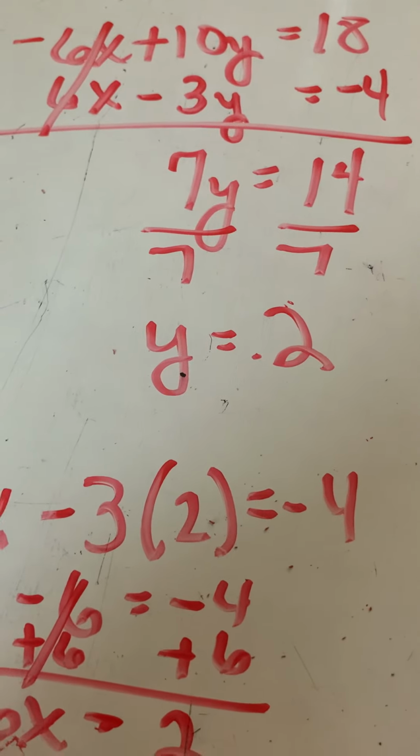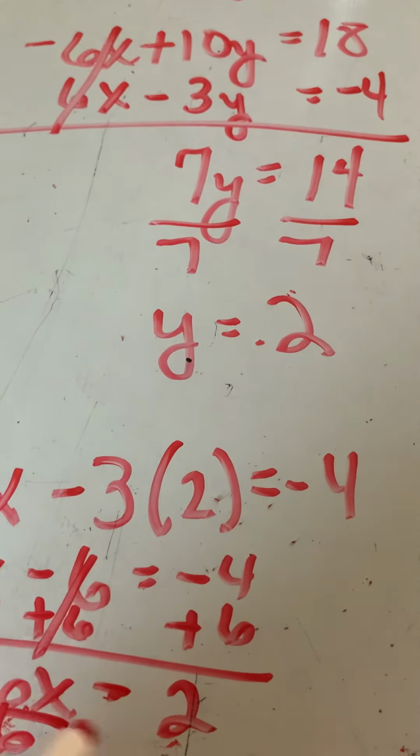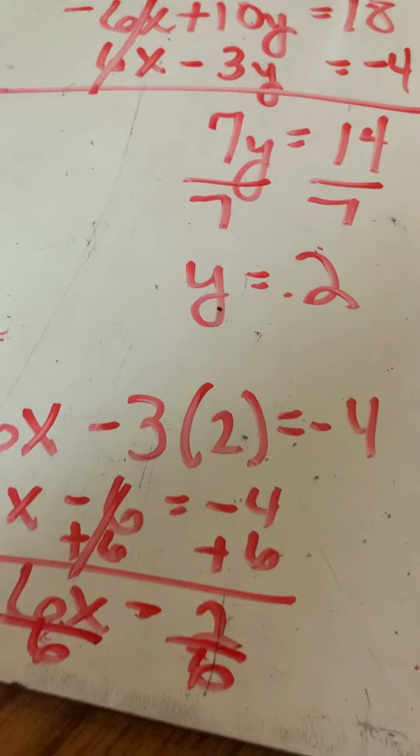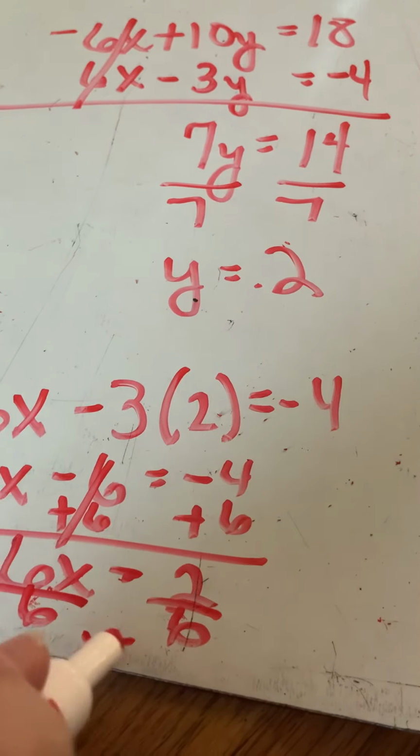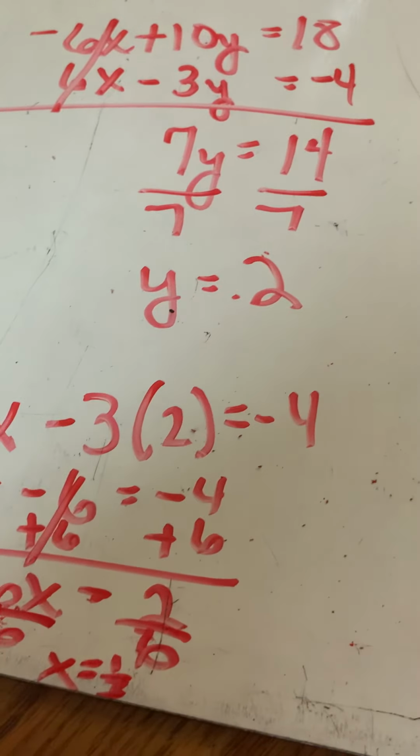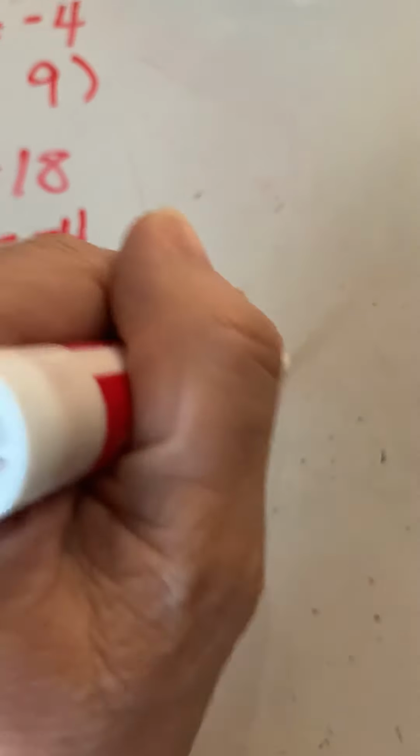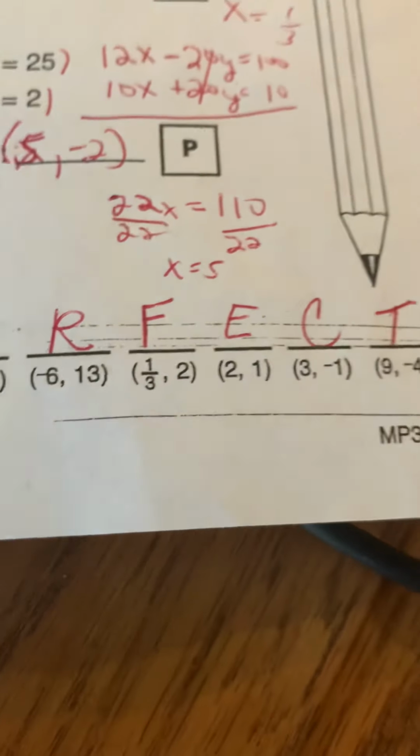When I do that, I'm going to divide both sides by 6, and you can see that I'm going to have x equals 1/3. And that is your solution, 1/3 for x, 2 for y, and you can see that that is the F letter. So that was one of your answers.